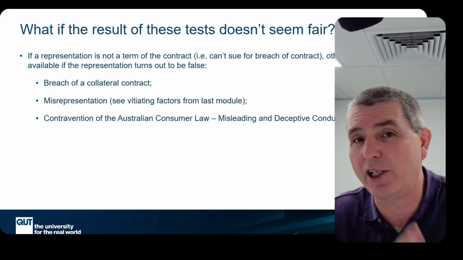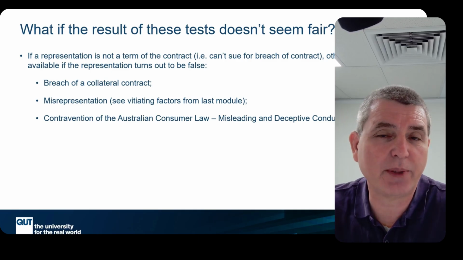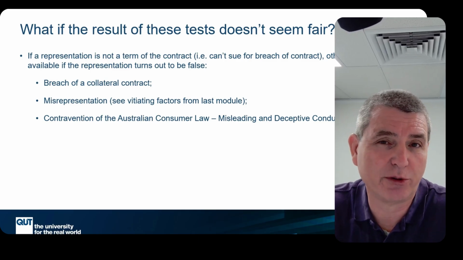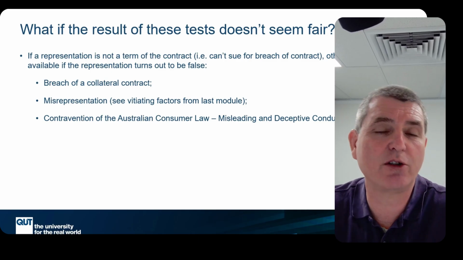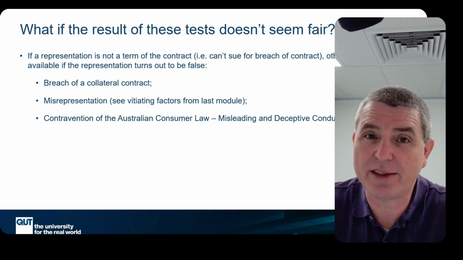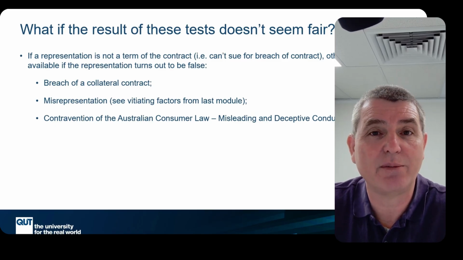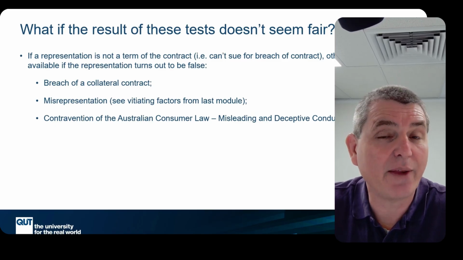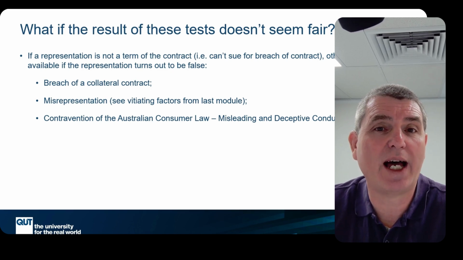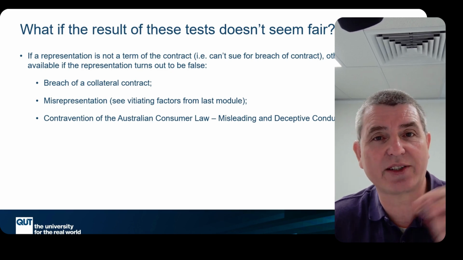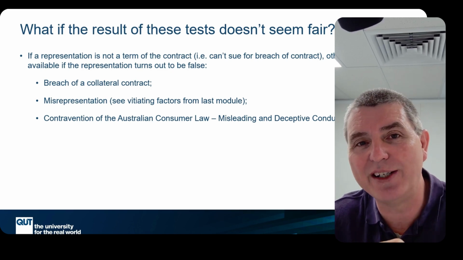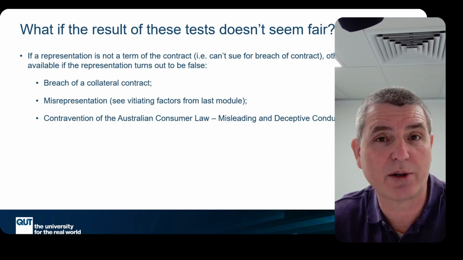So don't be dodgy thinking you're going to get out of the problem because you know about the parole evidence rule. There are these other things we haven't covered that could cause you problems. One of the things that could cause you problems is a breach of collateral contract. And this is a common law way of approaching the problem of a statement that can't be included in the written document due to the parole evidence rule.